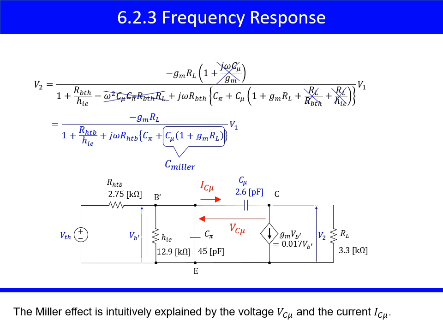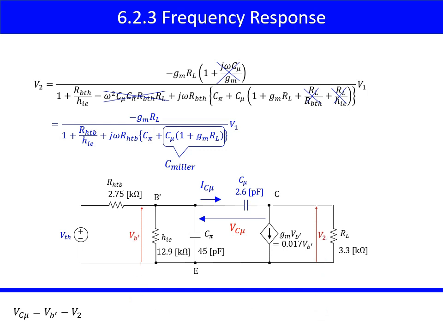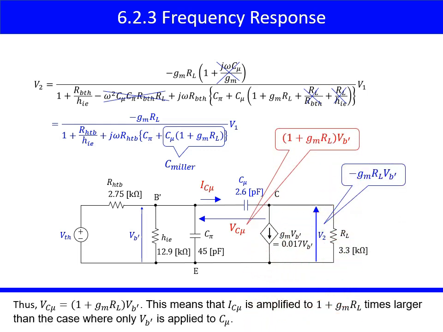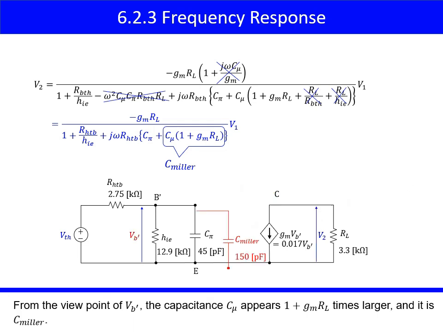The Miller effect is intuitively explained by the voltage Vcμ and the current Icμ. Vcμ equals Vb prime minus V2. V2 equals negative gm RL Vb prime. Thus, Vcμ becomes 1 plus gm RL times Vb prime. This means that Icμ is amplified to 1 plus gm RL times larger than the case where only Vb prime is applied to Cμ. From the viewpoint of Vb prime, the capacitance Cμ appears 1 plus gm RL times larger, and it is C Miller.